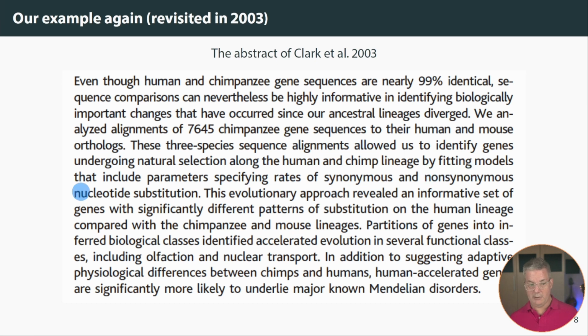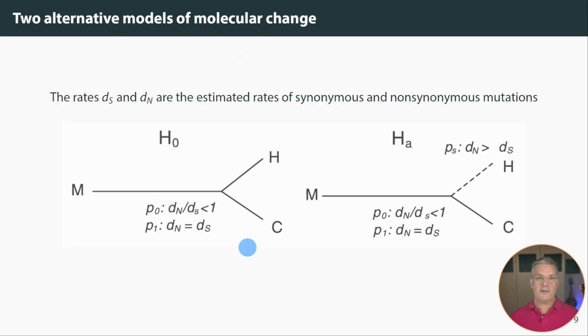This is done by fitting models that include parameters specifying rates of synonymous and non-synonymous mutations. So this is the basic model. Here we have one hypothesis on the left and another hypothesis on the right. That's H0, our null hypothesis. And we have some rates, here D sub S and D sub N. These are the estimated rates of synonymous and non-synonymous mutational change. There are several different allowances here in this hypothesis 0.